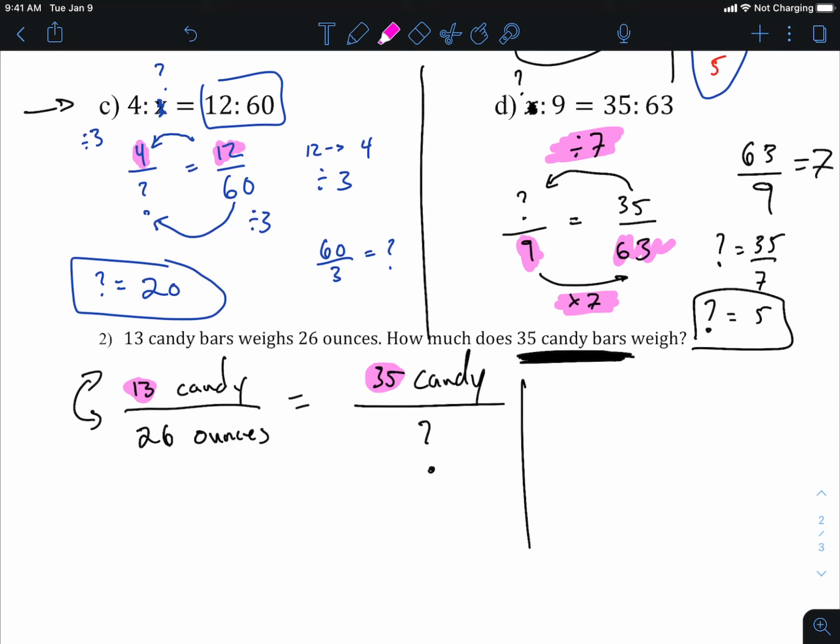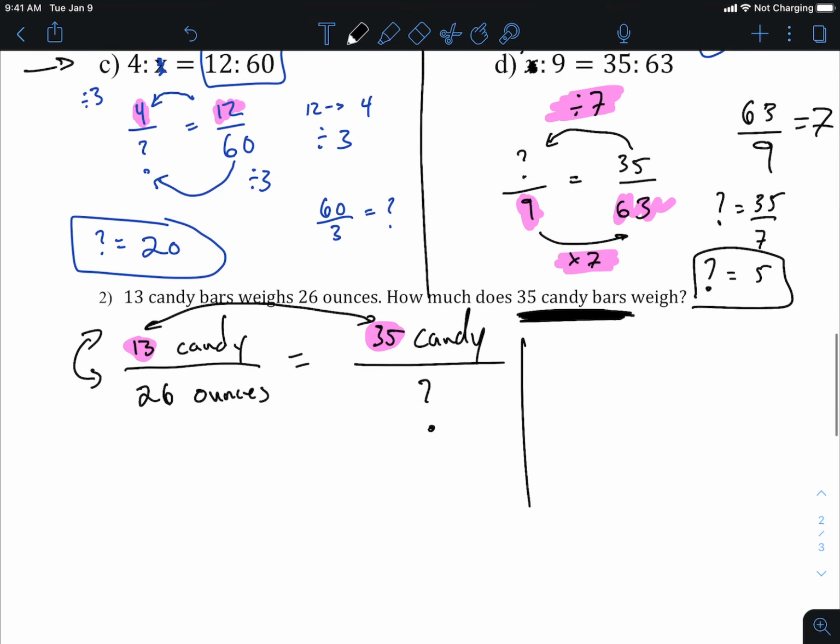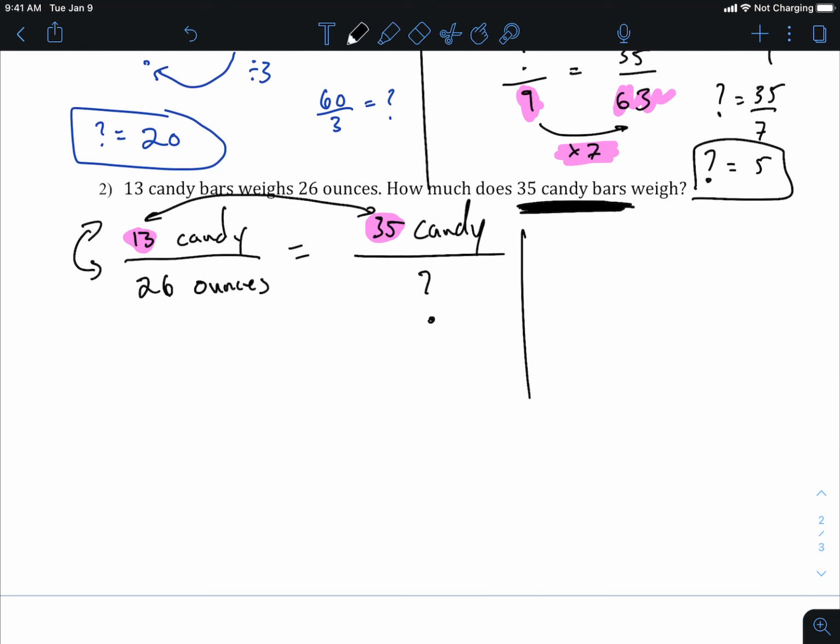So how do I find the scale factor? Can we find a relationship between these two? Yes, we can. You divide. Is it gonna be a nice relationship? I don't know, it might be a decimal. It might not, but does it matter? Does the process change? Okay, what are we gonna do? Divide one by the other. Which one by which? Divide 13 candy by 35.